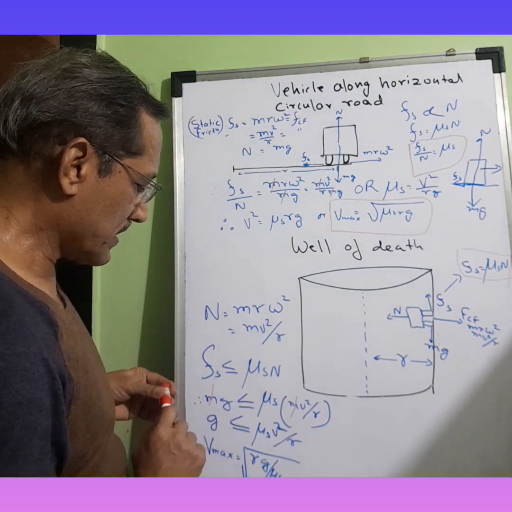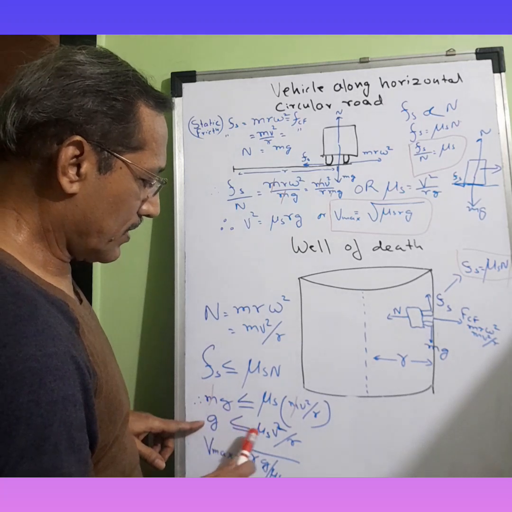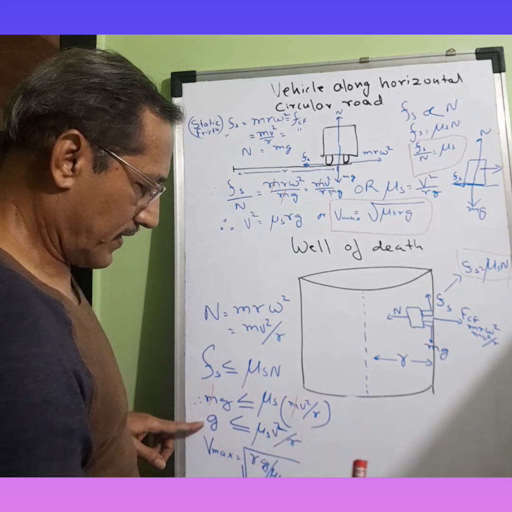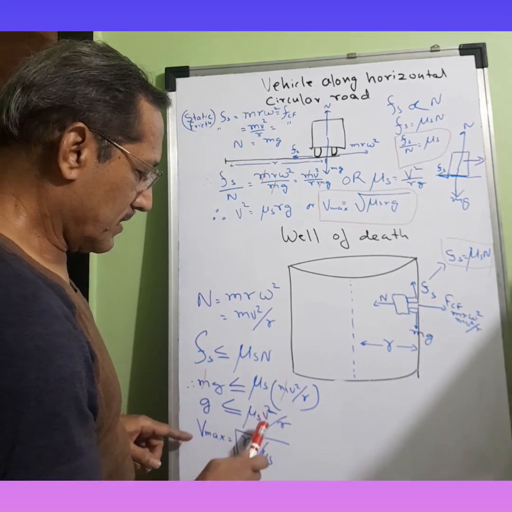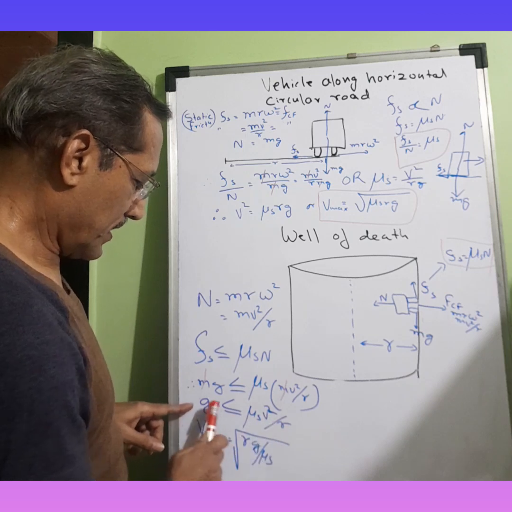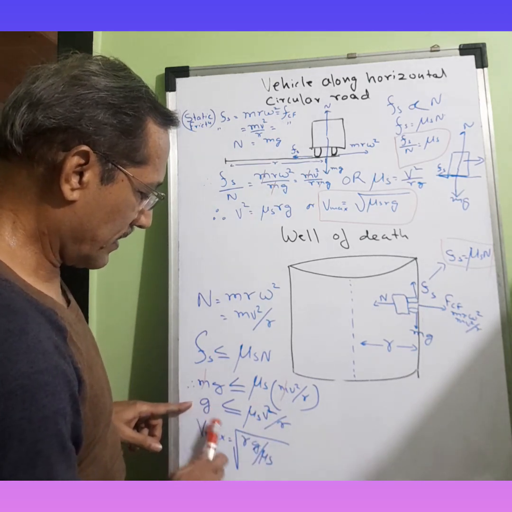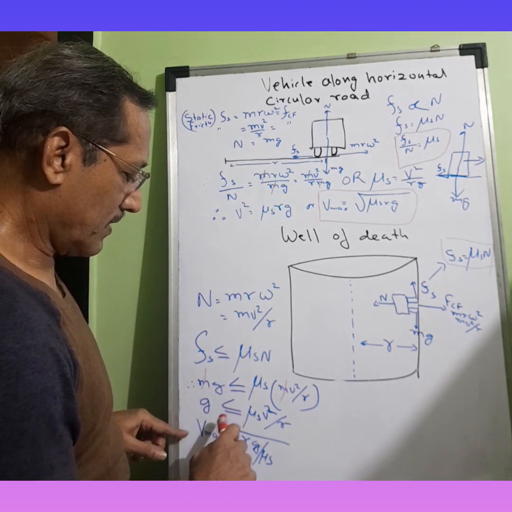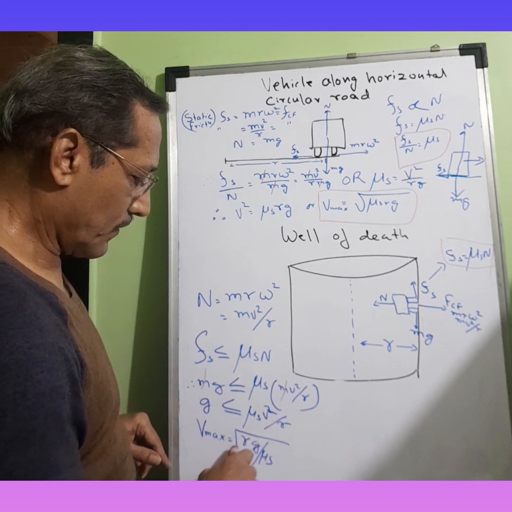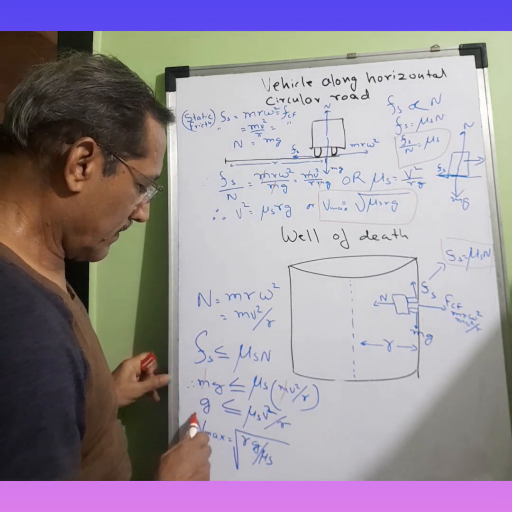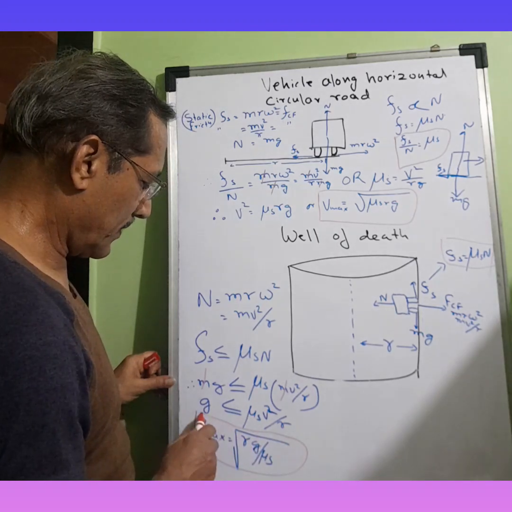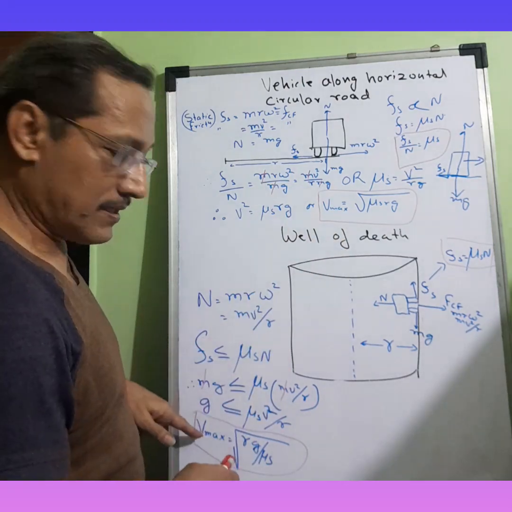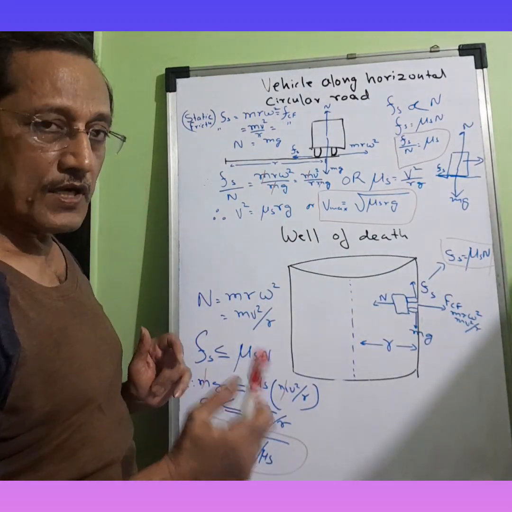So what we end up with is g less than or equal to μs v square over r. What we are interested in is v. So we take r there, it becomes rg, μs we take it down here, and then we root both sides. So v square becomes v, and here we get root of rg over μs. So this is our final formula that we have got to keep in mind when the vehicle is moving in the well of death. This is the formula which we would be using for our numerical purposes.